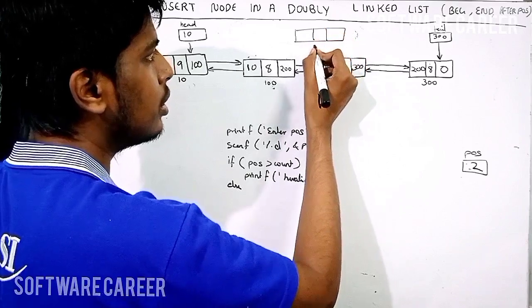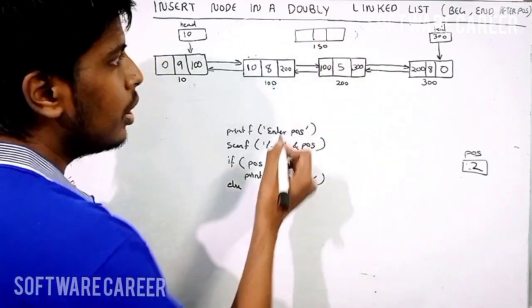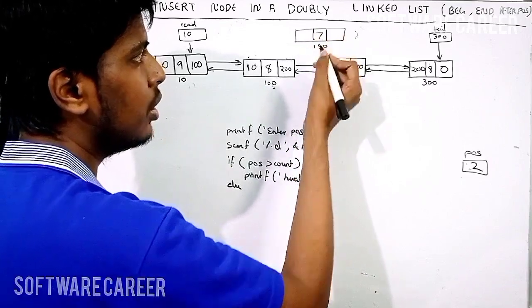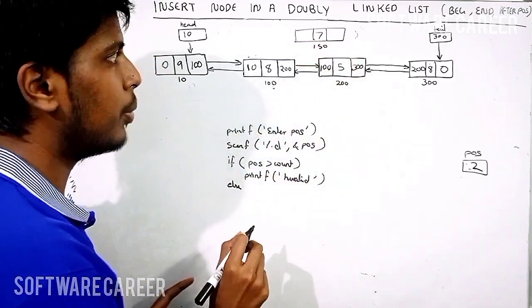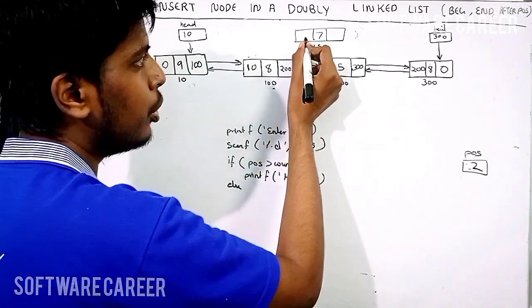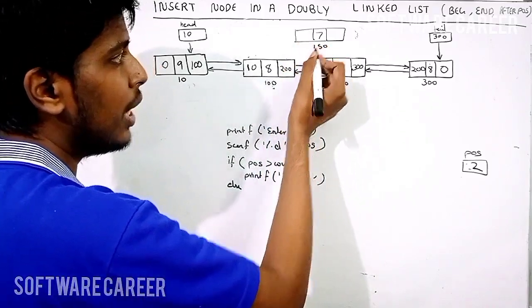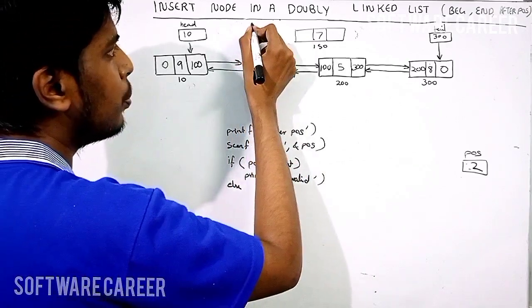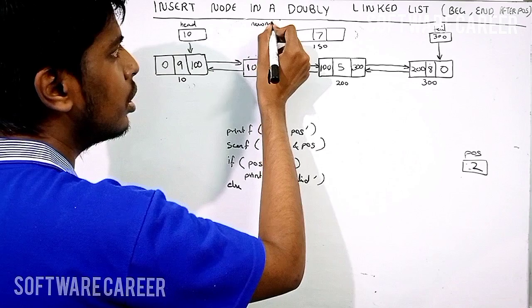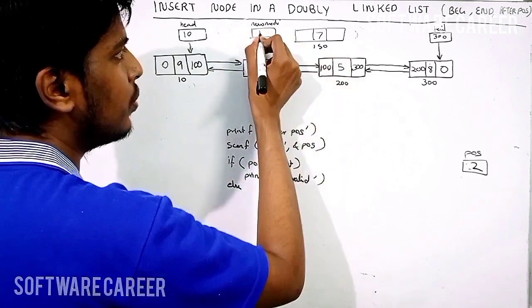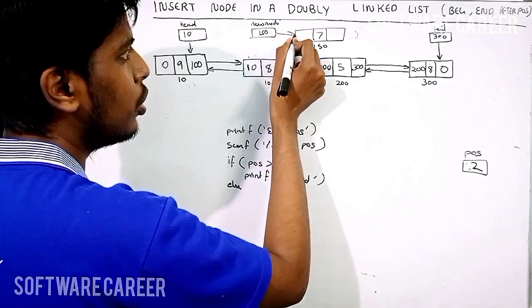Now let's say this address is 150. Now the user is asked to enter data. Suppose the user says 7. 7 is inserted into the data part. Now this is the previous pointer of this new node, and you want to access this new node. How to access it? You need a pointer. So I am creating a pointer called newnode, and I am storing this new node's address 150 in it. So this pointer is pointing to this node.